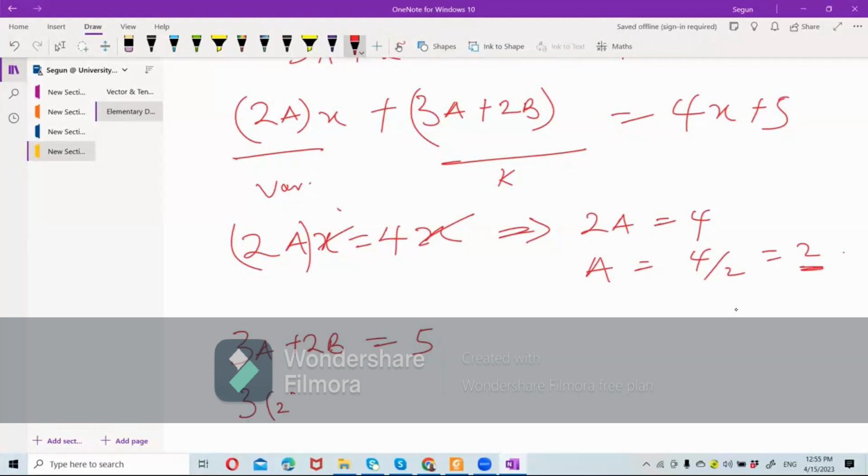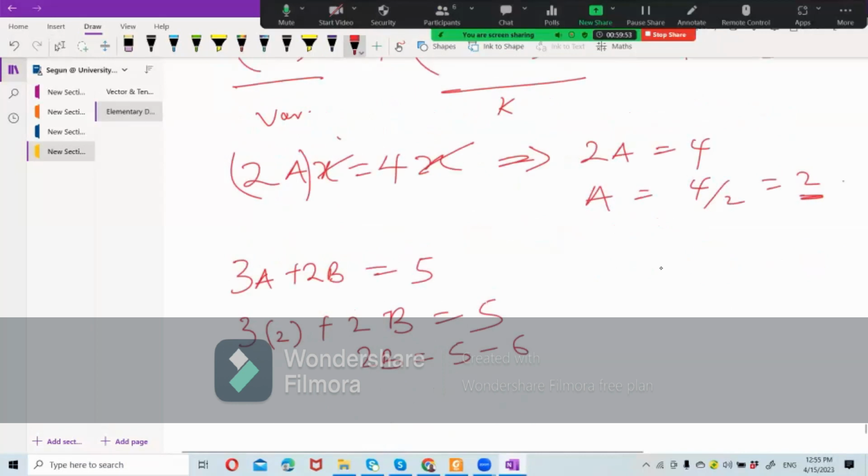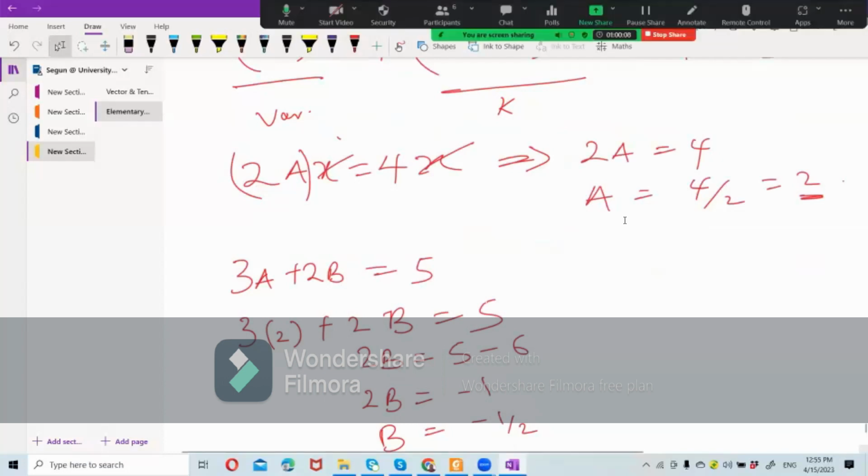3 of 2 plus 2b equals 5. So I have 2b equals 5 minus 6, which is minus 1. B is equal to minus 1 over 2. Do you all agree now? Yes. Are we on the same page? Yes, we are on the same page. Thank you, sir.